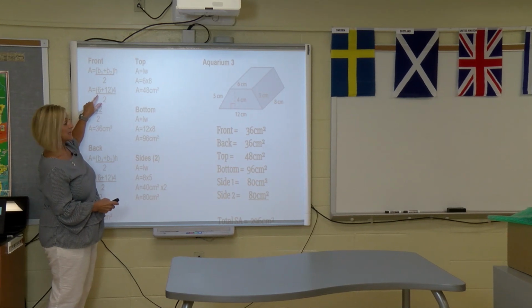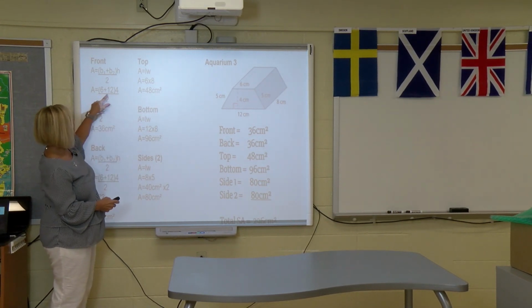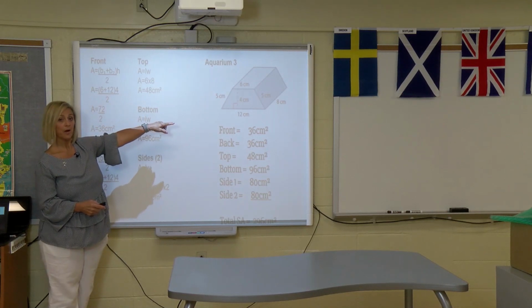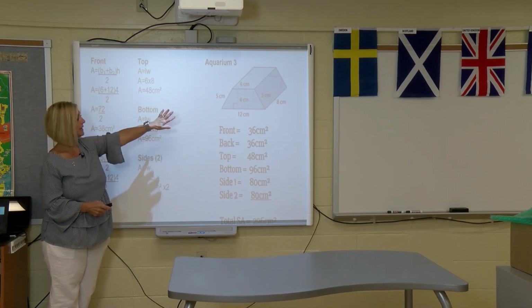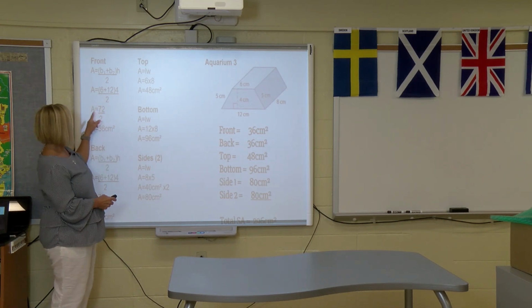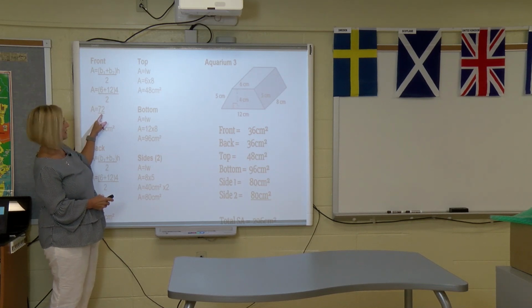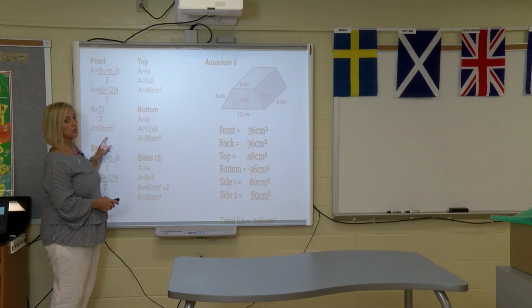So we have 6, that's base 1, see it up top, plus 12, which is base 2, the bottom, times the height, which is 4, if you can see the dotted line, that's the height, divided by 2. 6 plus 12 times 4 is 72, divided by 2 gives us 36 centimeters squared.